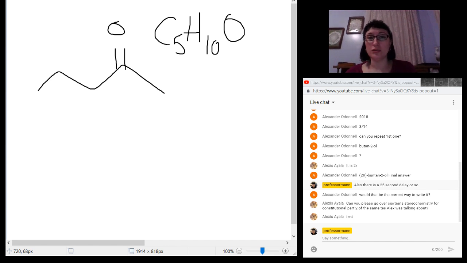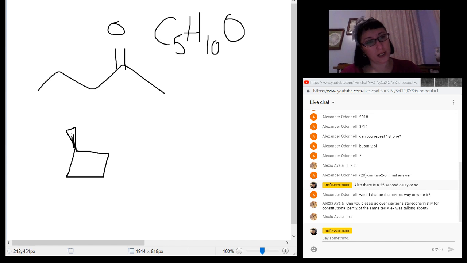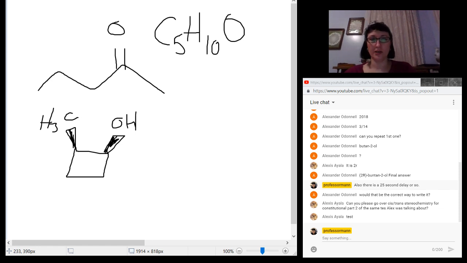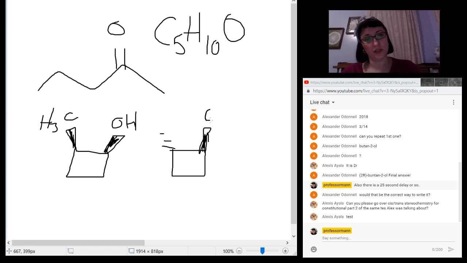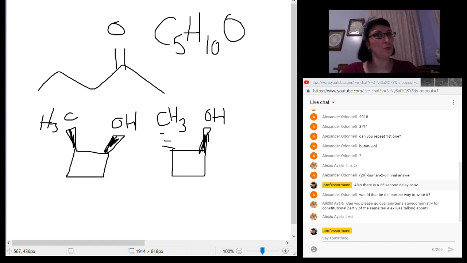So I would need to do a constitutional isomer with cis-trans stereochemistry. So I could do something like a cyclobutane with a methyl and an oxygen on it. So that would have cis-trans isomerism. One of them could be cis and one could be trans, right? So that's all in understanding what those words mean, right?